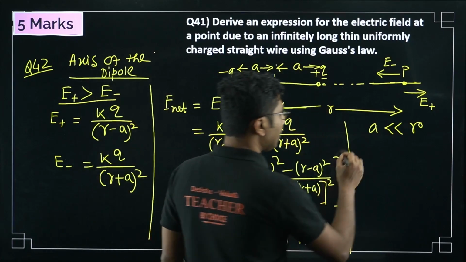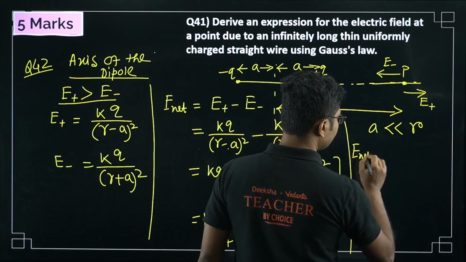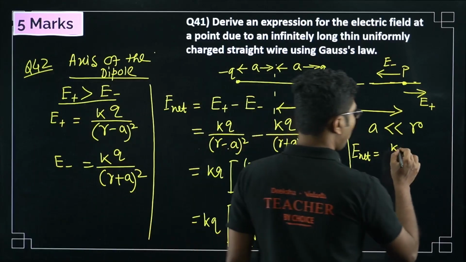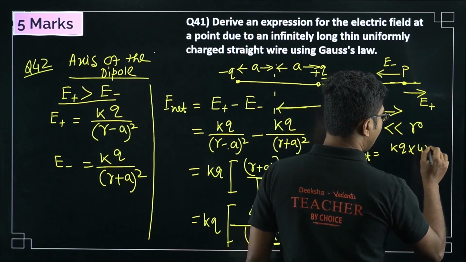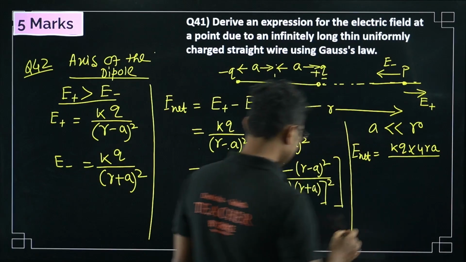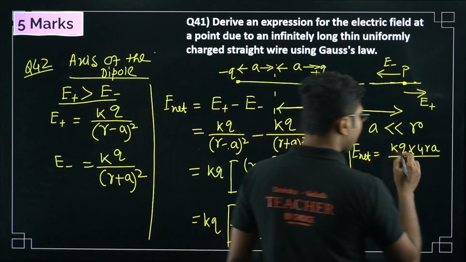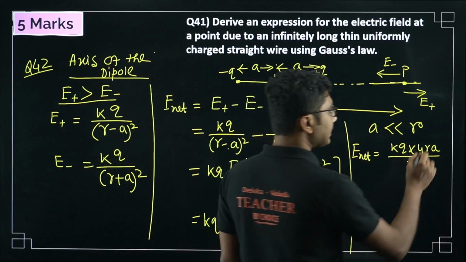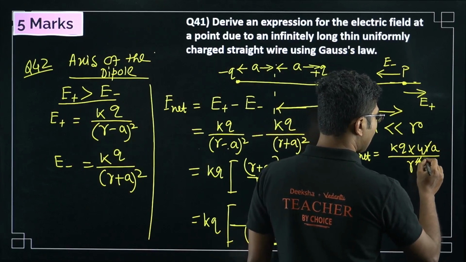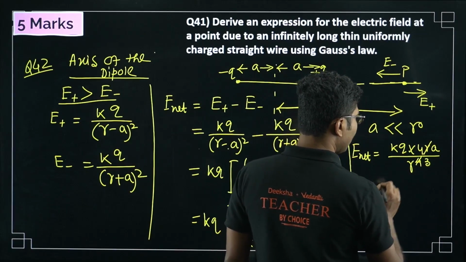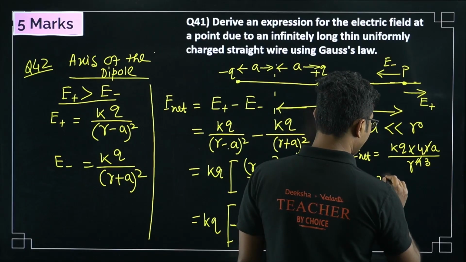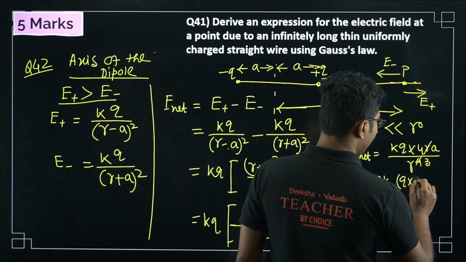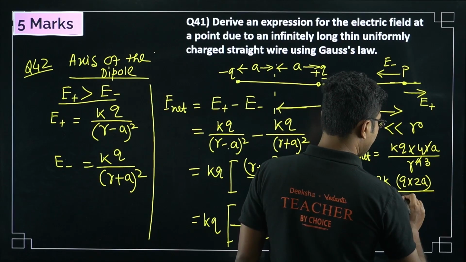So now net electric field will be Q into 4RA divided by this one we have ignored, so (R square) whole square. (R square) whole square means R to the power 4. Now if you see, there is one R here as well, so one of them will cancel, and then we will do some rearrangement. How to do rearrangement? 2K, one of the two, Q into 2A divided by R cube.